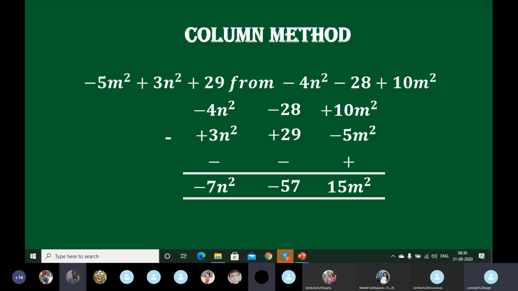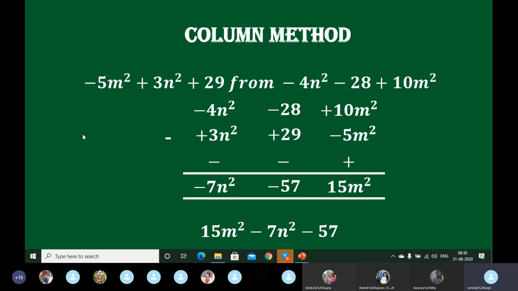Now you have to rearrange the terms because they are not in the proper manner. So what do we do? We write the first in alphabetical order. What will be our first term? Ma'am, 15m square. Then minus 7n square. After that, minus 57, because the constants are always written at the last.